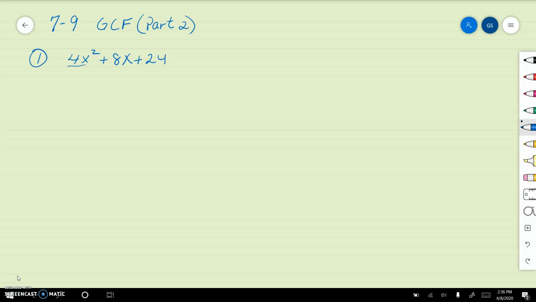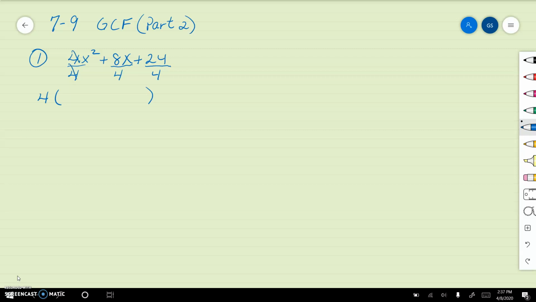So your terms are 4x squared, 8x, and 24. We'll start with the smallest number there. 4 goes into 4. Does 4 go into 8? And does 4 go into 24? And the answer is yes to both of those. So we can divide everything by 4. So our first factor is 4. What's left over is going to be our second factor.